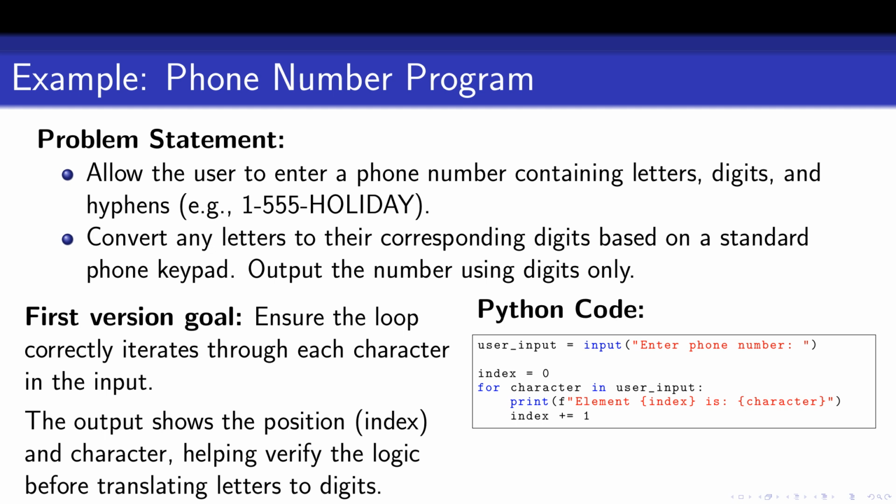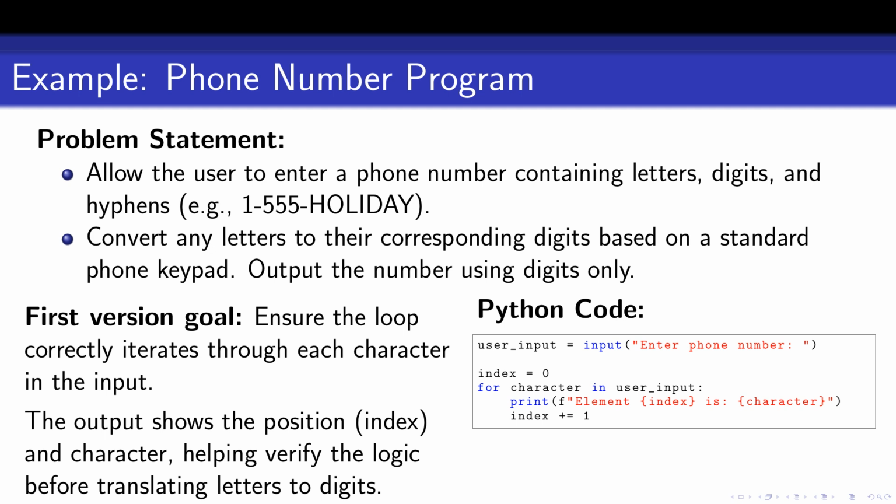Here we see the first version of an incremental project, a phone number program. The user inputs a string that may contain letters, digits, and hyphens, such as 1555 holiday. The goal is to eventually convert any letters to their corresponding digits, based on a phone keypad. In this initial version, the focus is simply on iteration, walking through each character and printing its index and value. This lets the programmer confirm that the loop processes every element correctly.